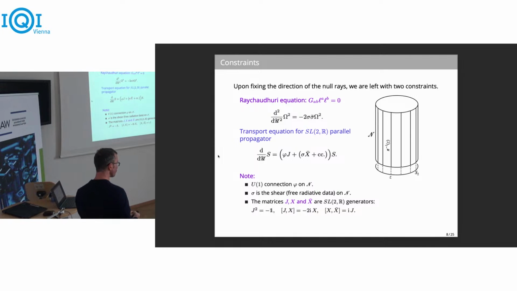The shear degrees of freedom that enter the Raychaudhuri equation derive from first derivatives of the metric. But the metric is now encoded into this SL2R holonomy. This is why first derivatives of the SL2R holonomy define the shear. So in a sense, it's a change of variables. It's just a change of variables, precisely. So the question is how to translate the original geometry into this SL2R and conformal factor.